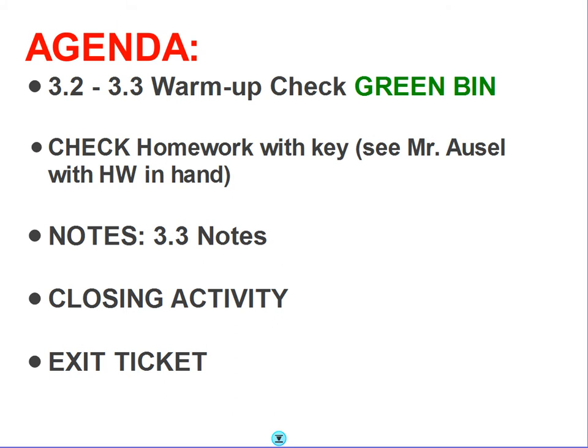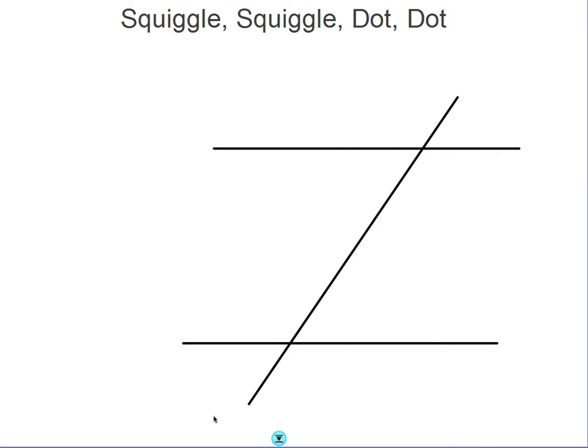Now just as a quick reminder, last class we talked about this method called squiggle squiggle dot, and I also have a shorter video going through that in more detail. When we use squiggle squiggle dot, we follow a pattern with these dots and squiggles, and when we look at this relationship we know that these dots are equal to dots, these squiggles are equal to squiggles, and a squiggle plus a dot adds up to 180 degrees.